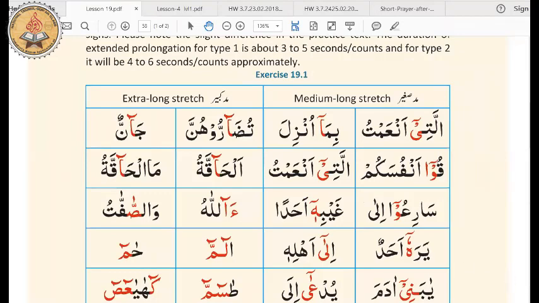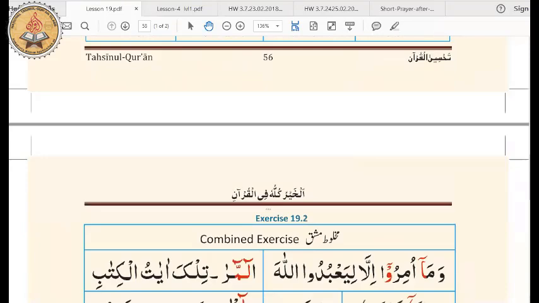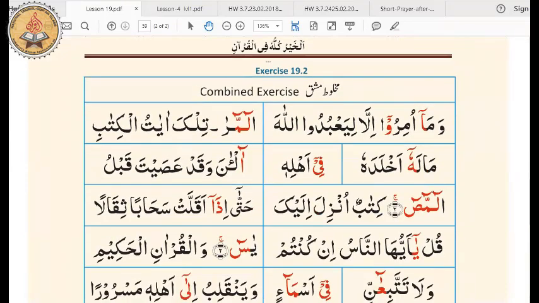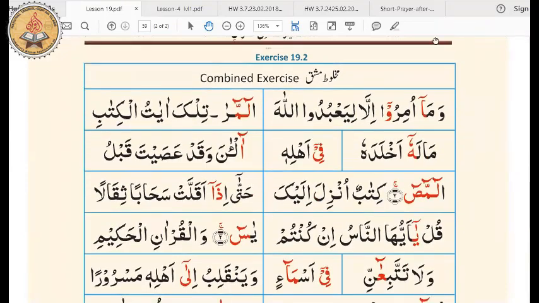So in today's class, we are going to practice words from exercise 19.2. Here, it's not divided into different boxes, so you will recognize quickly which is maddatul saghira and maddatul kabira, or medium stretch, long stretch or extra long stretch. But just be mindful of the previous lesson, and hopefully you have practiced at home, so you know which one is medium long stretch and which one is extra long.